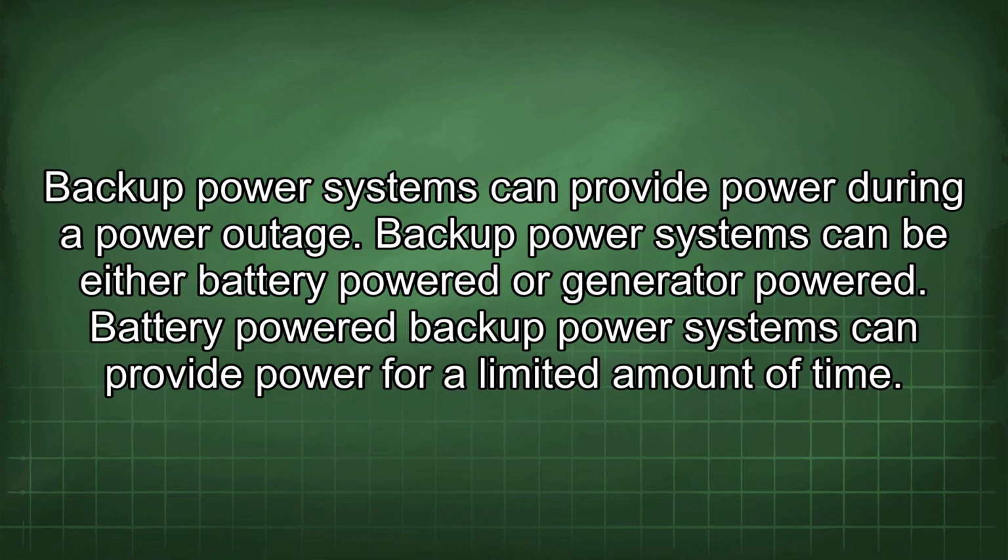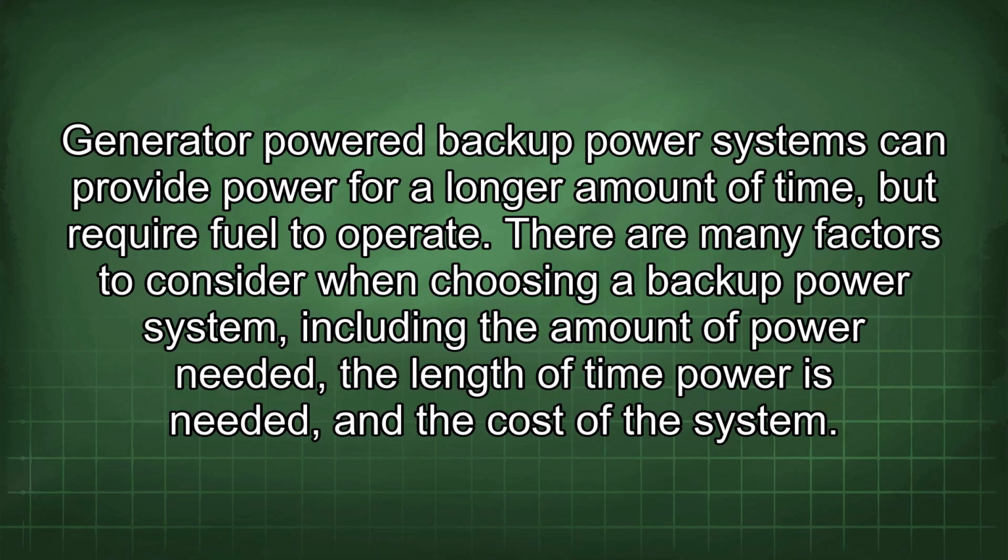Backup power systems can provide power during a power outage. Backup power systems can be either battery-powered or generator-powered. Battery-powered backup power systems can provide power for a limited amount of time. Generator-powered backup power systems can provide power for a longer amount of time, but require fuel to operate. There are many factors to consider when choosing a backup power system, including the amount of power needed, the length of time power is needed, and the cost of the system.